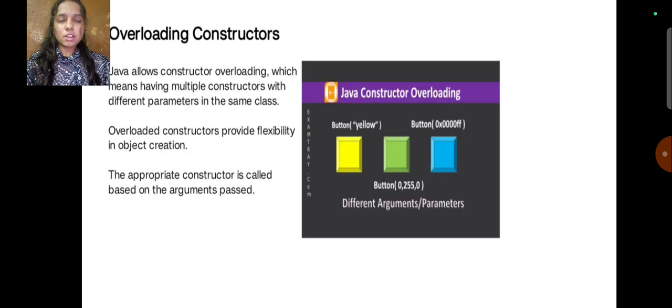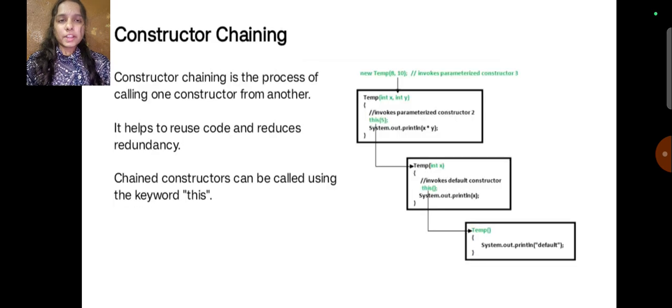Next, overloading constructors. Java allows constructor overloading, which means having multiple constructors with different parameters in the same class. Overloaded constructors provide flexibility in object creation. The appropriate constructor is called based on the arguments passed. This is Java constructor overloading.